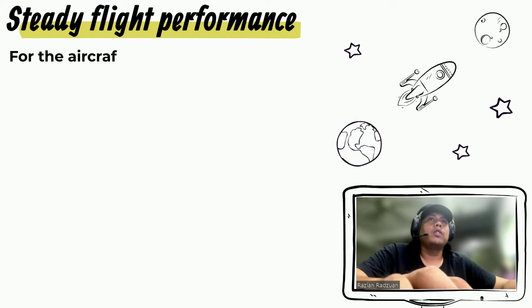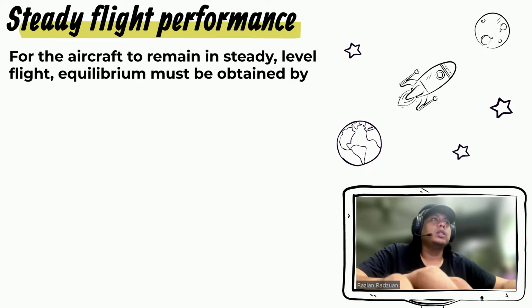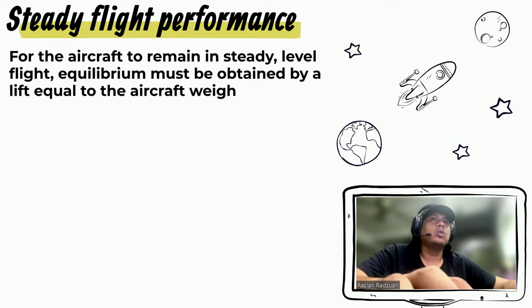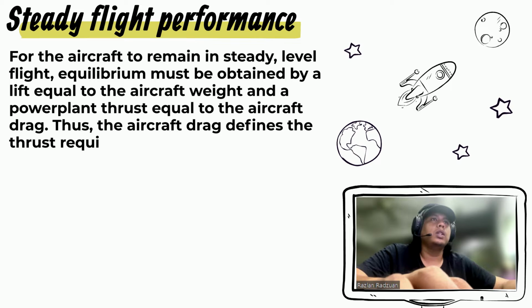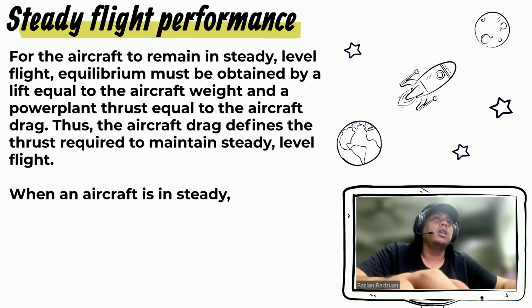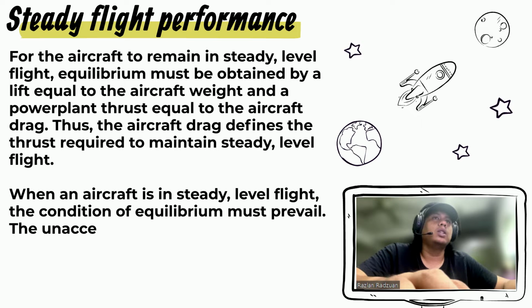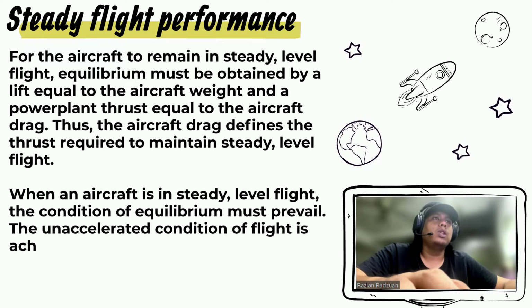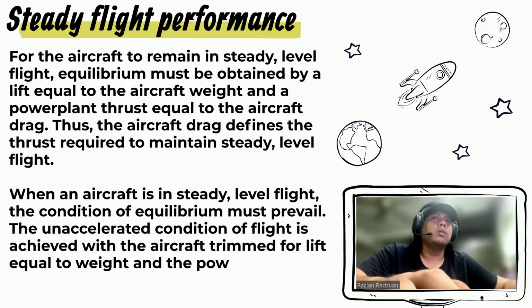Next, steady flight performance. For the aircraft to remain in steady level flight, equilibrium must be obtained by a lift equal to the aircraft weight and power plant thrust equal to the aircraft drag. Thus, the aircraft drag defines the thrust required to maintain steady level flight. So when the aircraft is in steady level flight, the condition of equilibrium must prevail. The unaccelerated condition of flight is achieved with the aircraft trimmed for lift equal to weight and the power plant set for a thrust to equal the aircraft drag.